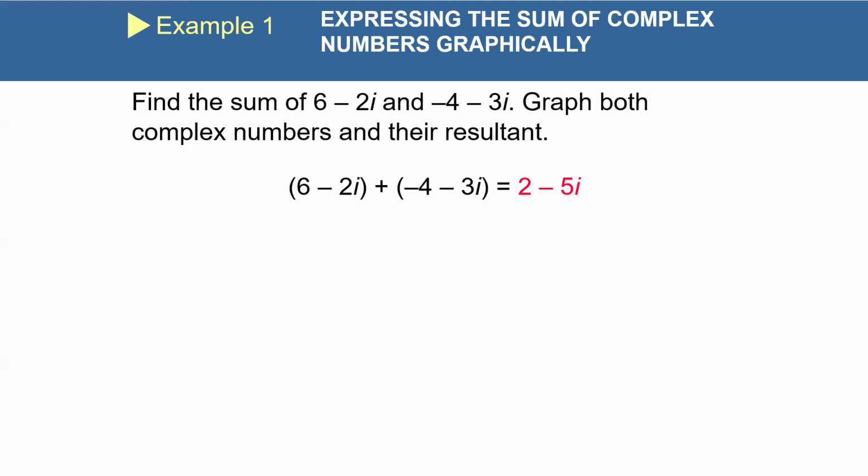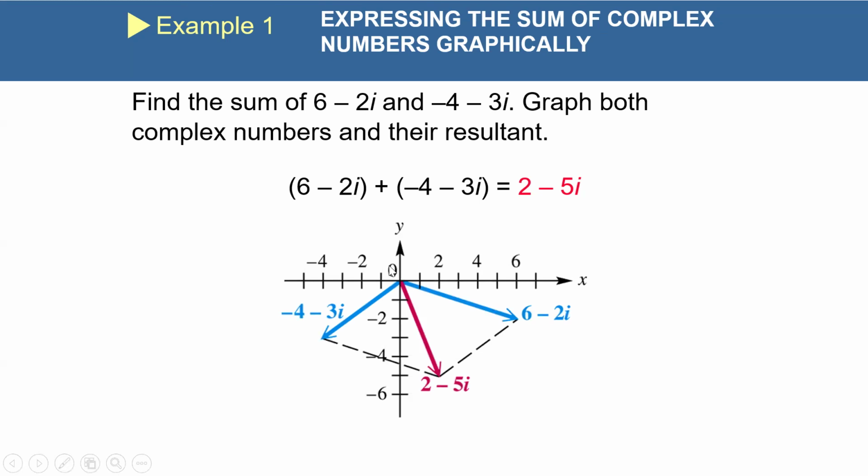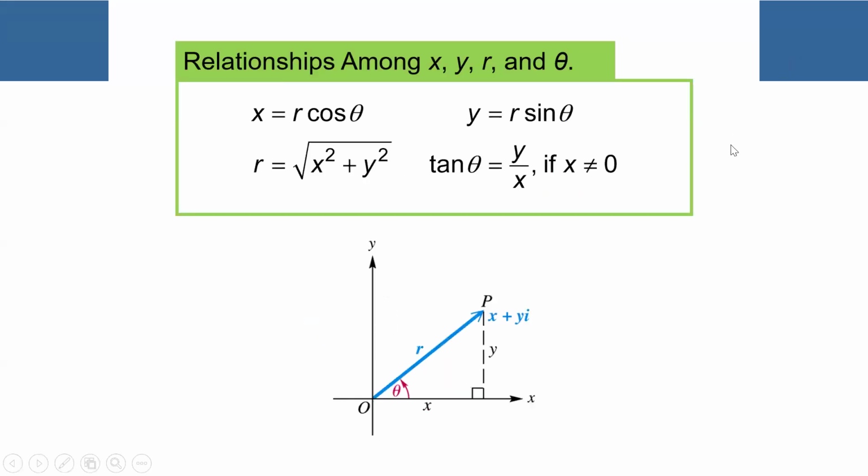Now, if it asks you to choose the graph or to graph, remember, your horizontal axis is your real values. Your vertical axis is your imaginary. So when we graph our 6 minus 2i, I'm going to go over 6 on the real and down 2 on the imaginary. When we graph the negative 4 minus 3i, I'm going to go over negative 4 on the real and down 3 on the imaginary. And their sum is always going to be the diagonal of a parallelogram. Still with me?